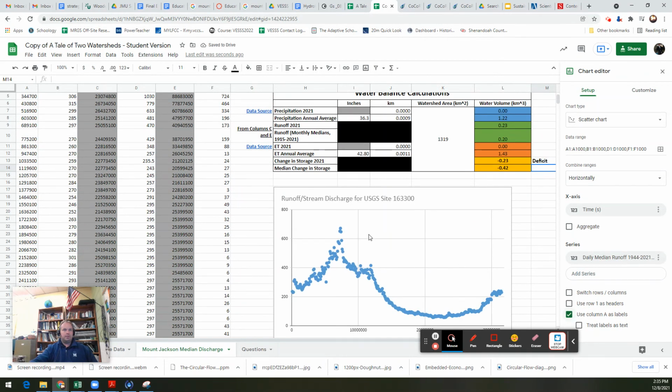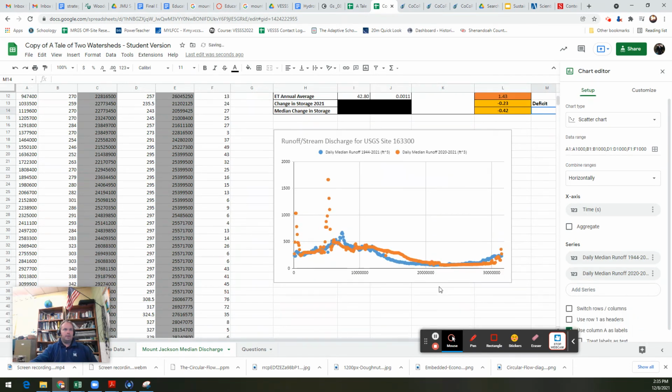And you can see what it does. It's pretty interesting. This is what normally happens in the North Fork of the Shenandoah over the course of 77 years in terms of runoff every day of the year. And then if I add another series, let's look at specifically 2021. You can see there are a couple of really big runoff rain events that these runoff events are associated with during those particular times of the year. But how do we compare? We can see that this last year is not too far off from the normal.